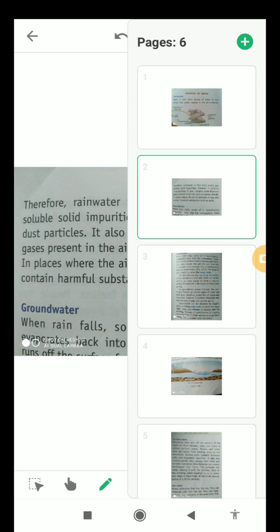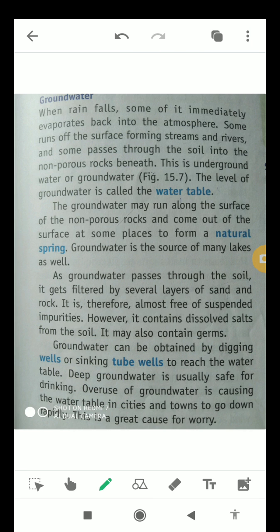Now the next slide, we start with groundwater. As we all know, when rain falls on the earth, some of the water immediately evaporates back into the atmosphere, and some of it runs off the surface forming streams and rivers, and some passes through the soil into the non-porous rocks beneath. This is underground water or groundwater. The level of groundwater is called the water table.